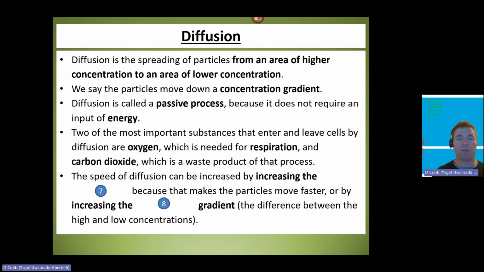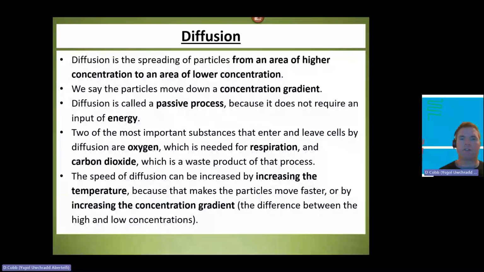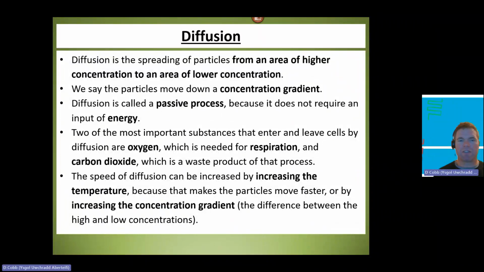We could also have referred to photosynthesis, in which case oxygen is the waste product and carbon dioxide is needed. Speed of diffusion is increased by increasing the temperature, because that makes particles move faster, or increasing the concentration gradient. That is the difference between high and low concentrations. Okay, there's our starting point.